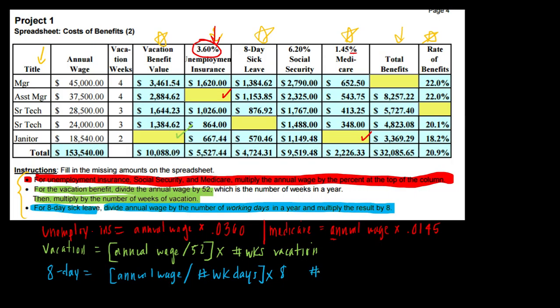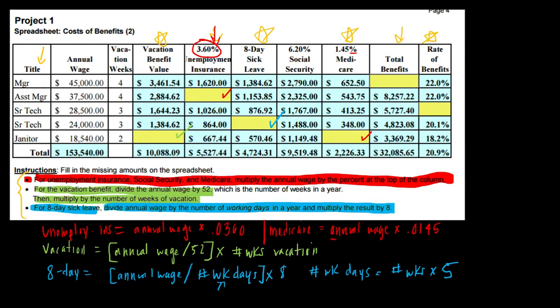To figure out the number of working days, consider the number of weeks that a person works every year and multiply that by the number of days in their work week. So the standard number of days in a work week is 5. So again, to figure out the total number of work days, take the number of weeks in a work year and multiply by 5, which is the number of days in a work week. Once you have that number, you'll plug it in here. You'll take annual wage, divide by that number you just came up with, and multiply by 8 to get the 8-day sick leave, and that will take care of that box.